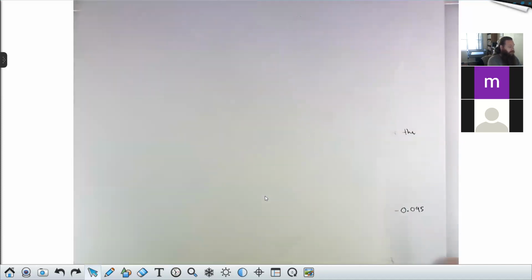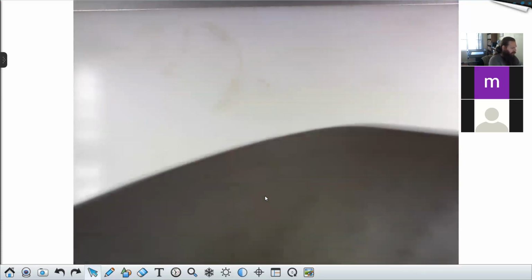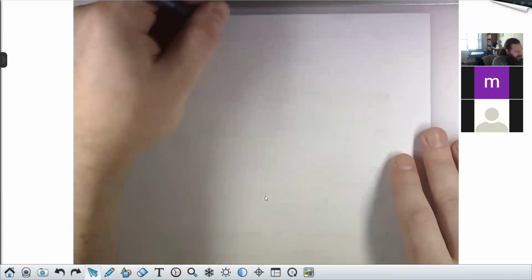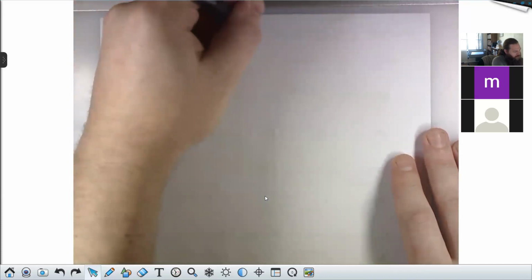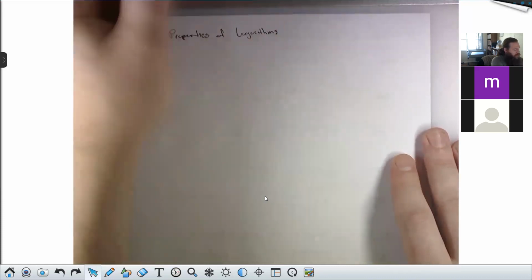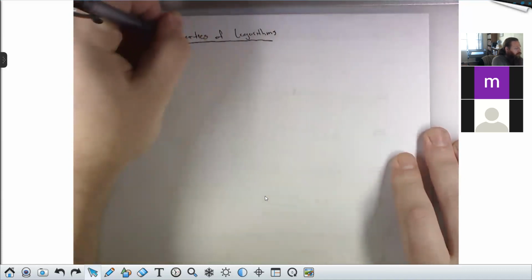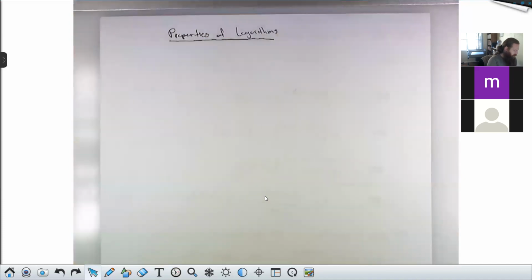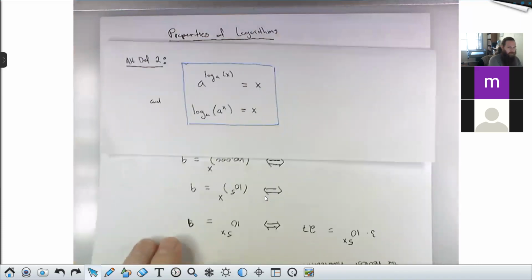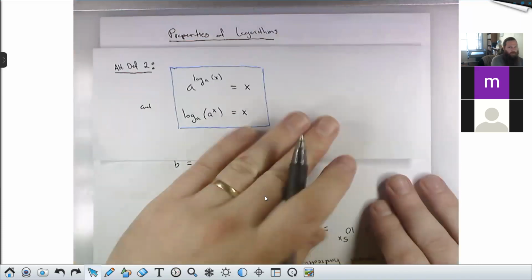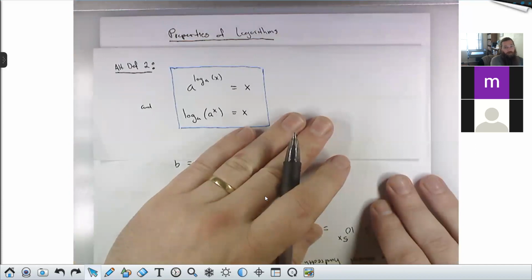But we do have new stuff to talk about today, namely properties of logarithms. Each of the logarithm properties comes from a property for exponents. So of course you have those, you have this, right? Most people would not consider this to be a property of logarithms. It's like a definition. But we absolutely use it constantly.